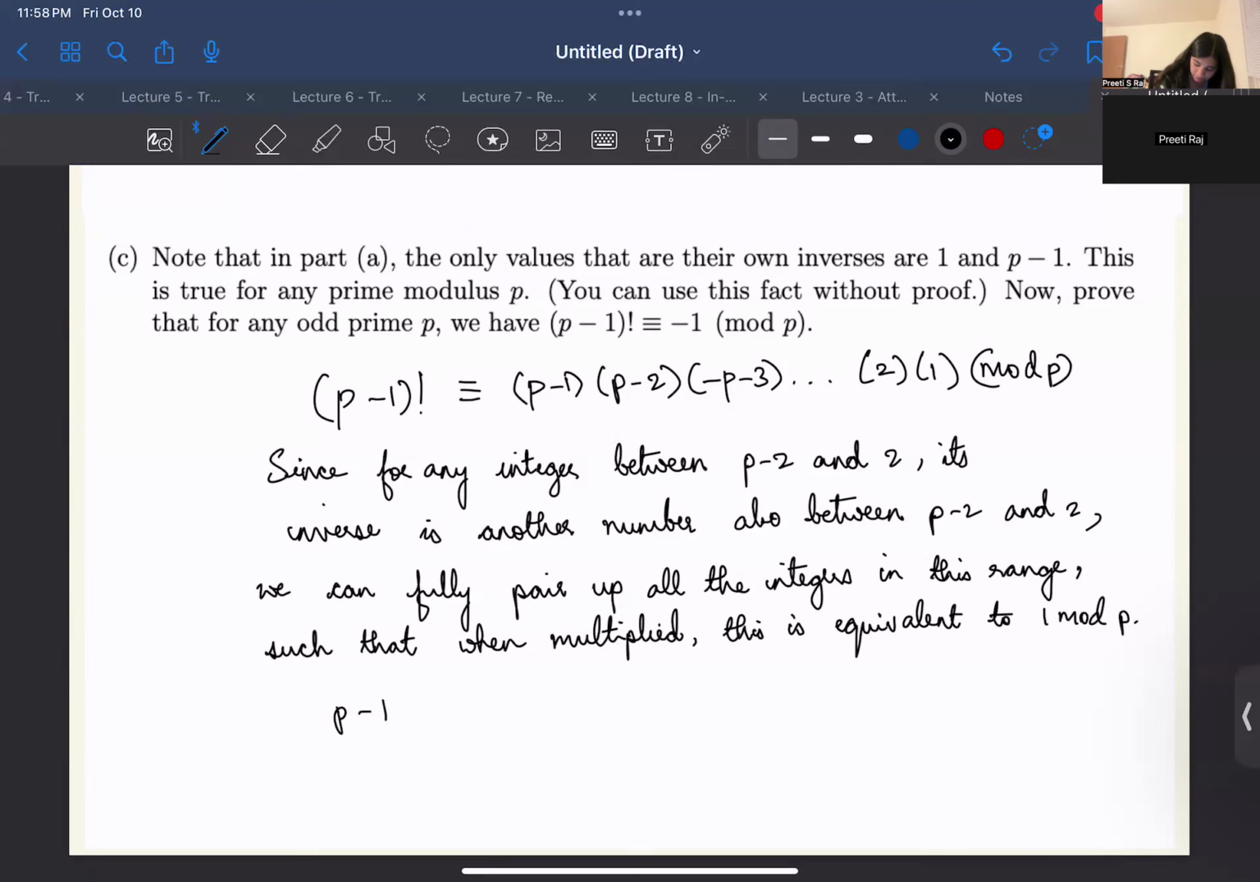So then I have (p minus 1) factorial is equivalent to 1 multiplied by p minus 1 multiplied by the 1 that comes from multiplying out all of the numbers with their inverses. Okay? And so this is p minus 1 mod p, which we know is equivalent to minus 1 mod p, which is what the proof asks us to prove.